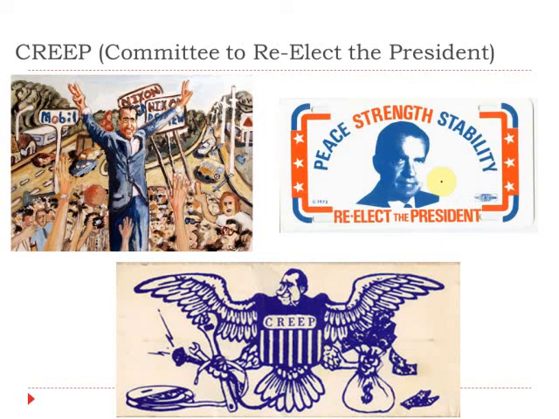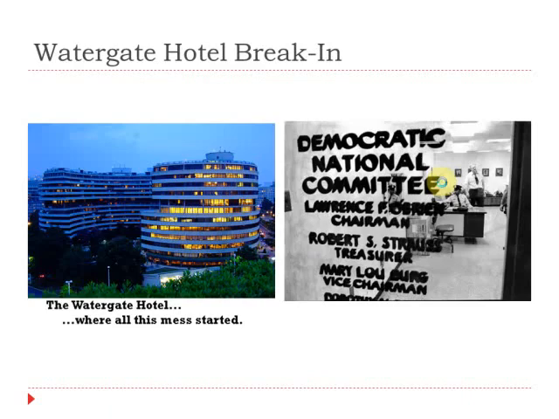So what happened was that CREEP, under the charge of Nixon, had people break into the Watergate Hotel. Nixon had some CREEP burglars, CREEP thieves, break into the Watergate Hotel. Specifically, they were breaking into the offices of the Democratic National Committee, or the DNC, which was housed there.